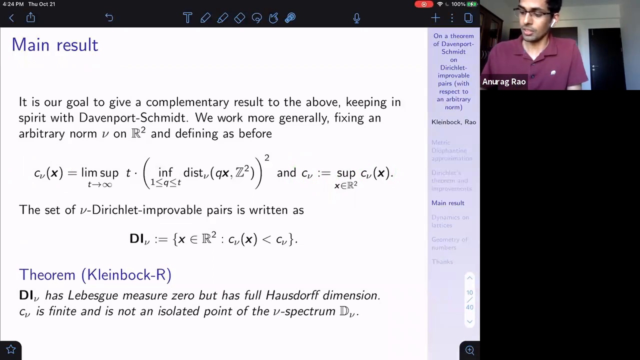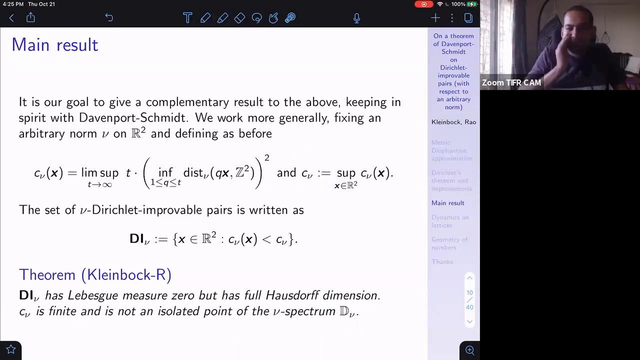And we define, as before, this generalized nu Dirichlet-improvable set as the set of all x in R2 such that C nu x is less than the supremum. And the theorem here is almost exactly the same as Davenport-Schmidt's theorem. So D_nu has Lebesgue measure 0. On the other hand, it has full Hausdorff dimension. Dimension 2, again, it's dense, dimension 2 everywhere. And of course, before that, it's not so hard to see that C nu is always going to be finite. So we'll talk about that a little later. And additionally, we can say something about the spectrum. The top of the spectrum, C nu, is not an isolated point. So it's an accumulation point of the spectrum.